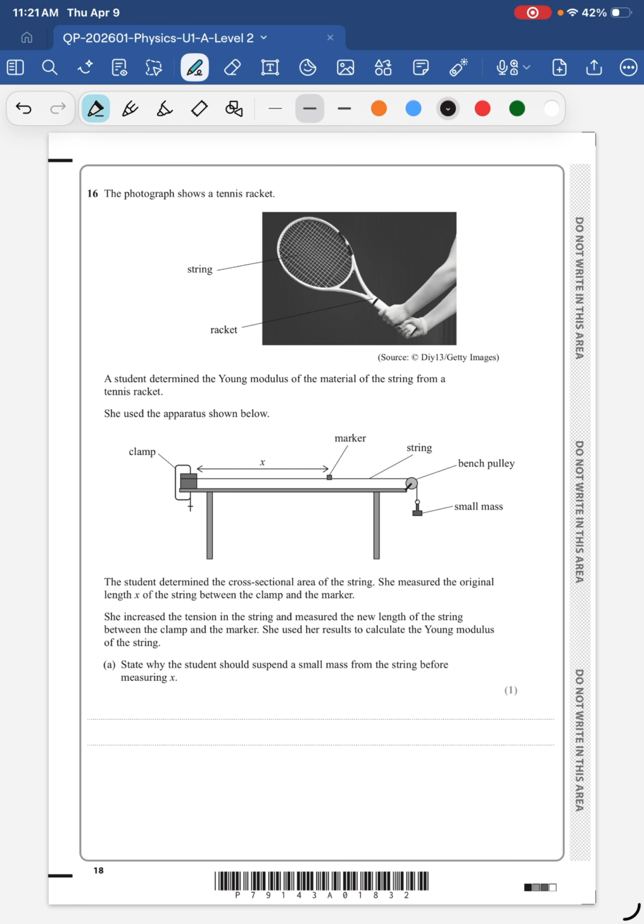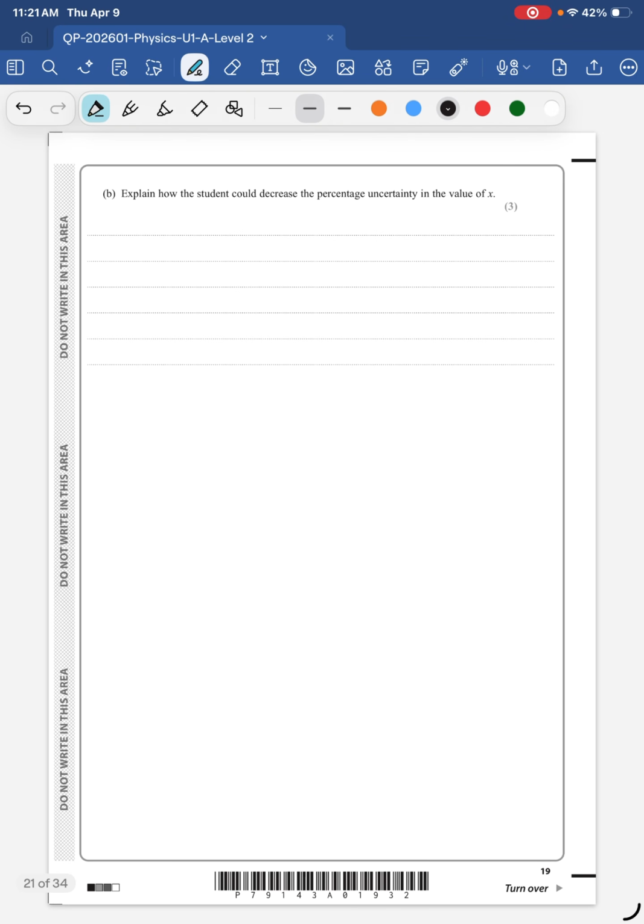State why the student should suspend a small mass from the string before measuring x. So the string is taut, right? The string needs to be taut, okay? Because how else are we going to work with it? Okay. B, explain how the student could decrease the percentage uncertainty in the value of x.